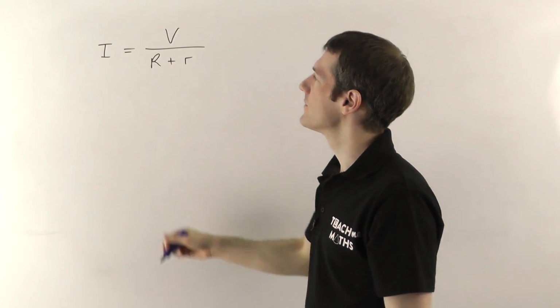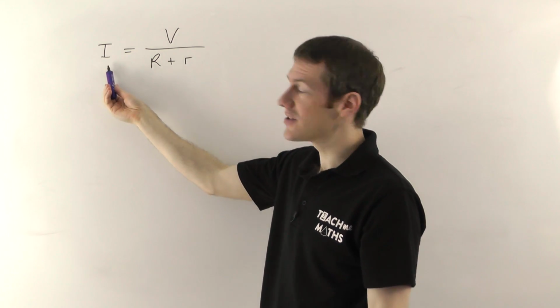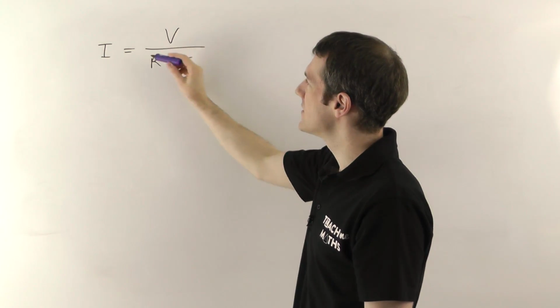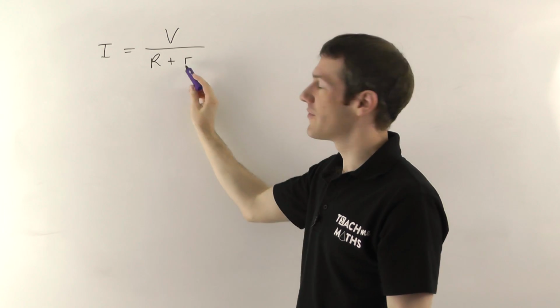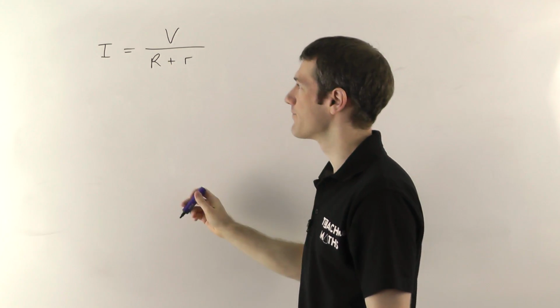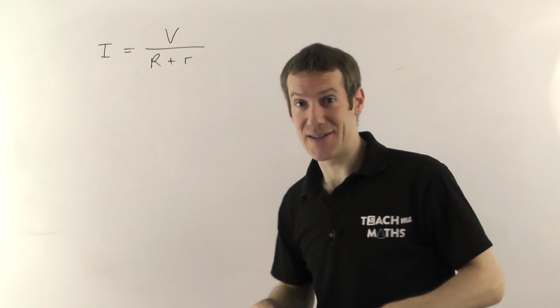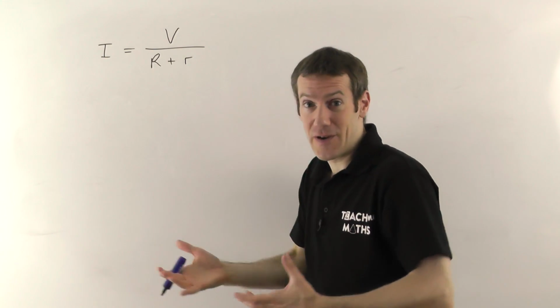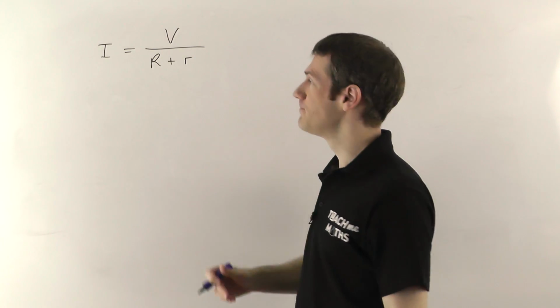So in this equation, if we wanted to work out the current, then that would be equal to the voltage divided by the sum of the resistances. The resistance in the circuit plus the internal resistance of the battery. The context doesn't really matter though. I'm just explaining so you can get a feel for where these things come from and where we use them.